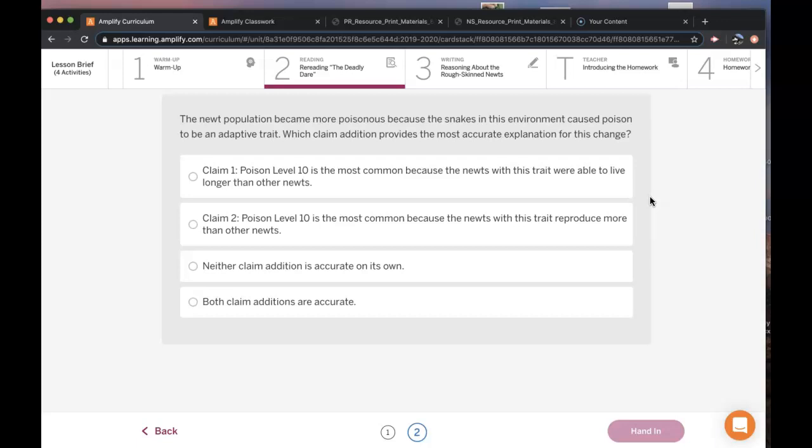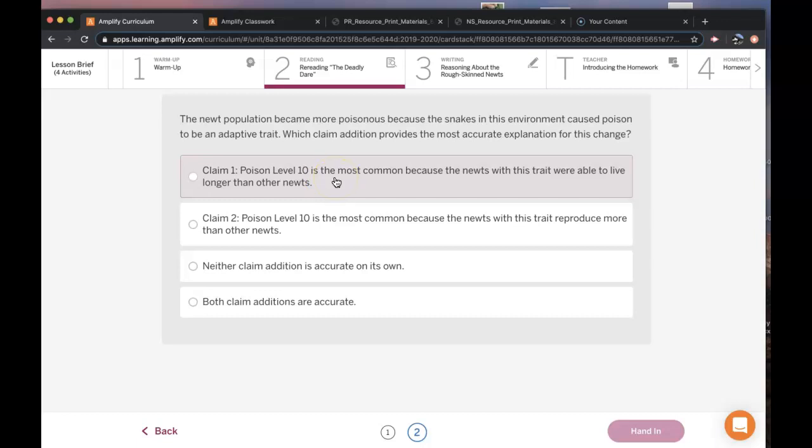And neither of the claim additions is complete here. So the newts with high poison levels don't live forever. So at some point they would die. They don't just live forever. So then what would happen? Like, why would the newts still be poisonous if they don't live forever? So it's not a complete explanation.